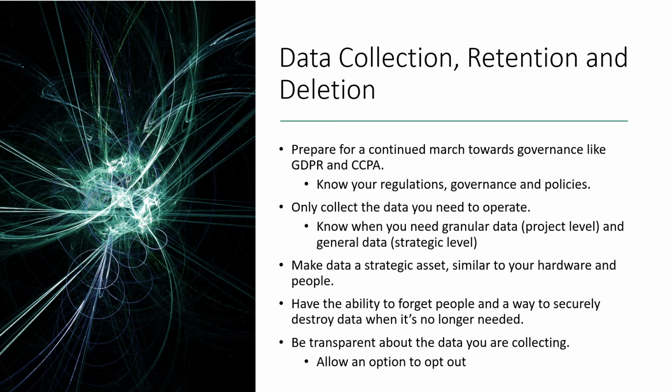Obviously, financial companies are going to have different rules and regulations compared to healthcare or IoT or utility and so forth. Only collect the data that you need to operate. So know when you need the high level data, project data. Maybe you're only looking at trend lines. If you're only looking at trend lines, you don't need things like everybody's social security number. You only need to know specific things about the trend that you're trying to track.